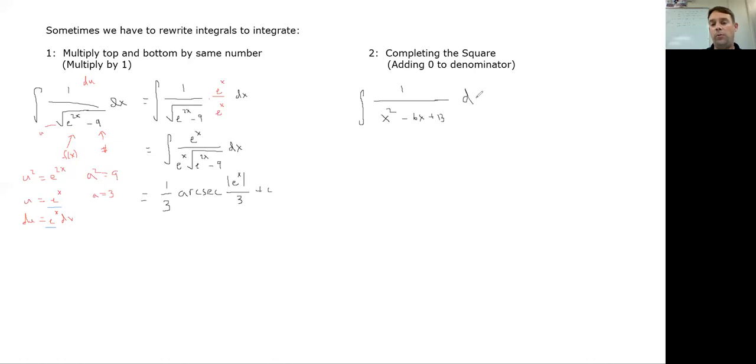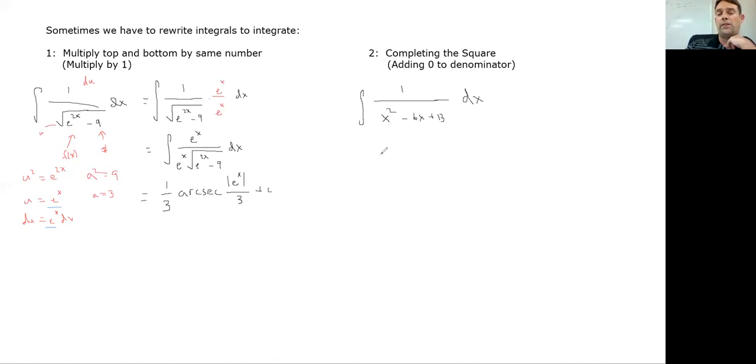This isn't a power rule because the denominator is only to the 1. It's not a natural log because I don't have the derivative of the denominator in the numerator. So somehow this has to be an arctangent, but it doesn't set up as u squared plus a squared, or a squared plus u squared. So I have to somehow create that.